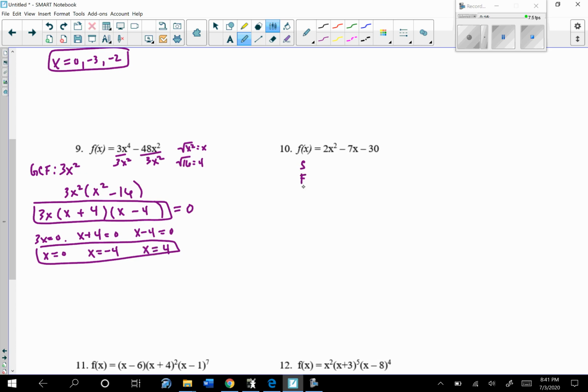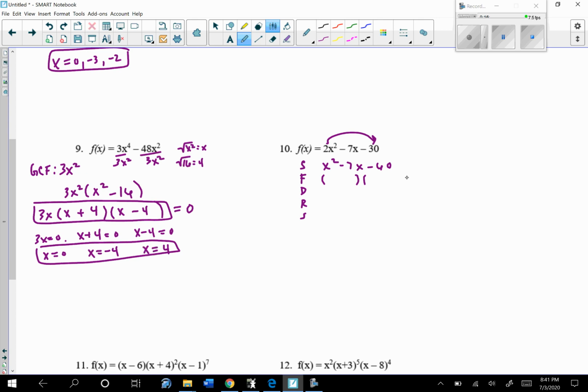So Swedish fish don't really swim, or if you want to use the factor by grouping that you learned last year, that's fine too. So 2 times -30 is the first thing I do for the slide, and multiply, and then rewrite: x squared minus 7x minus 60. Then F stands for factor, so factors of -60 that add up to -7.